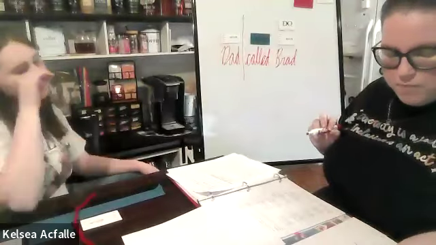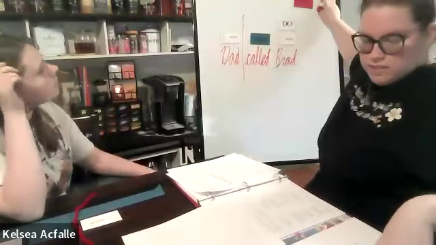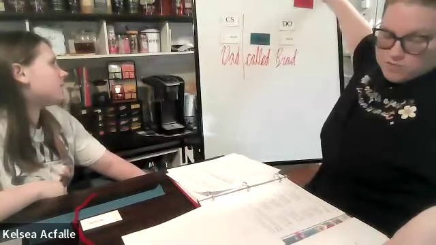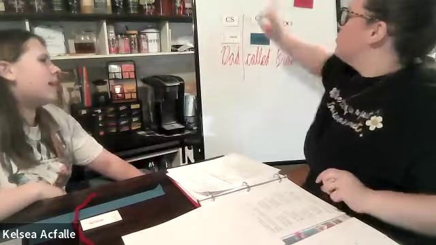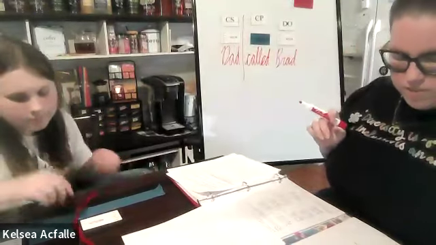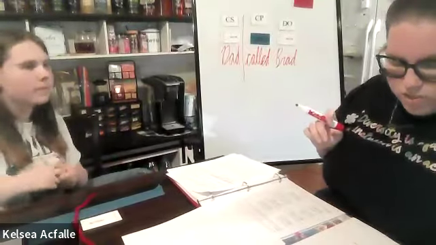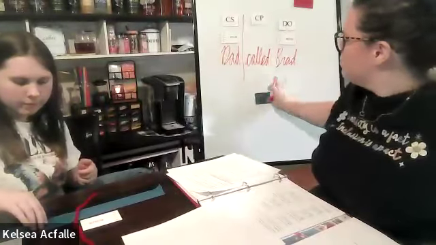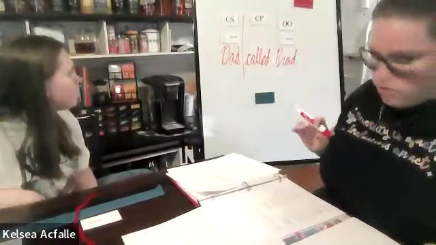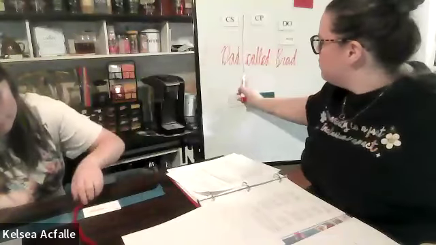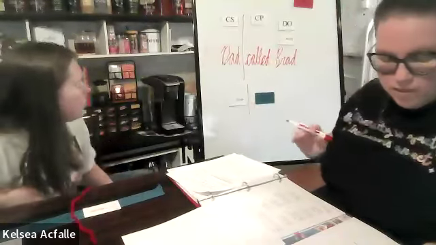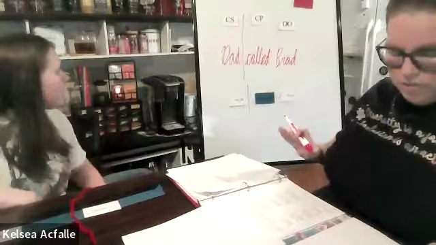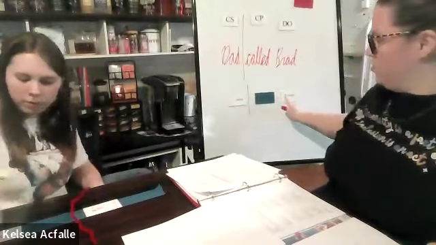Everything before the action verb is our complete subject. The action verb and everything after it is a complete predicate. Great job. All right. Let's label this down to our top line. What is the action of this sentence? Called. Who called? Dad. Called who? Brad. Okay. Touch and read. Dad called Brad.